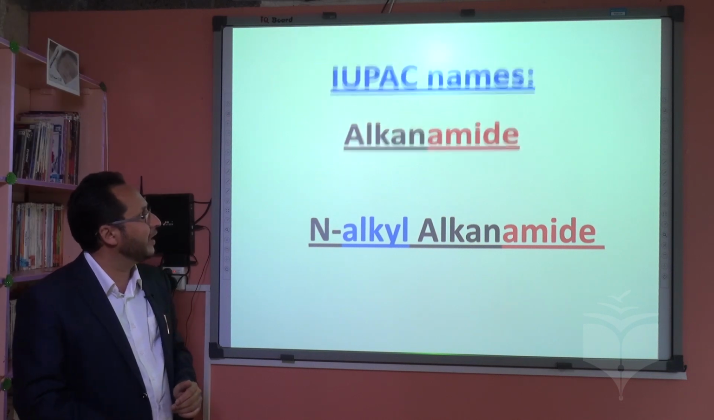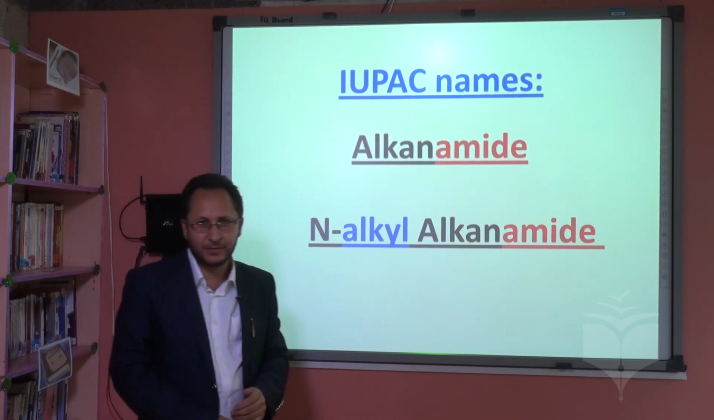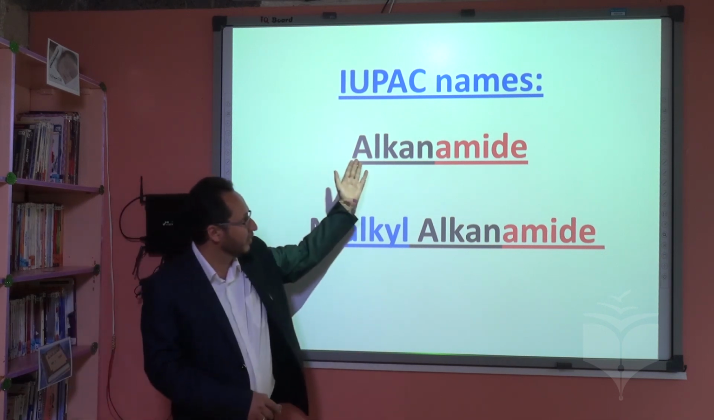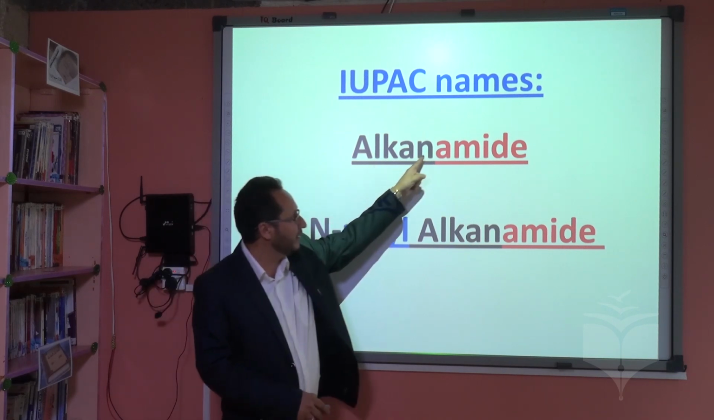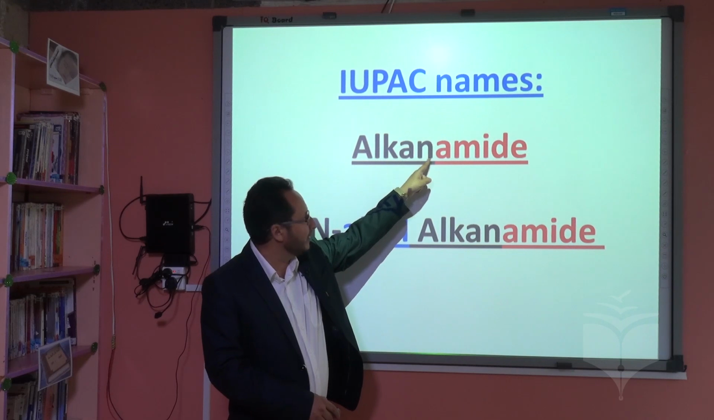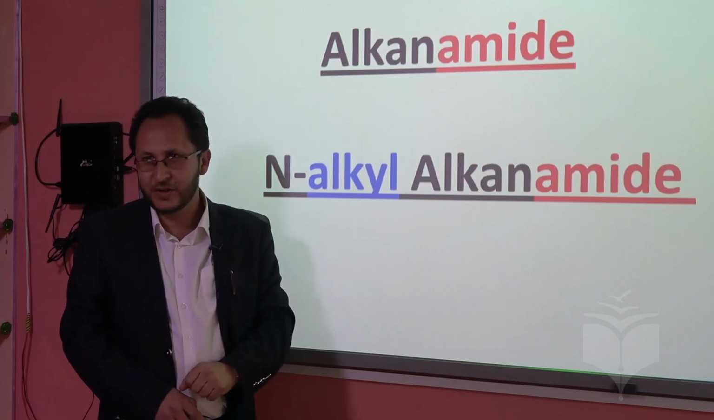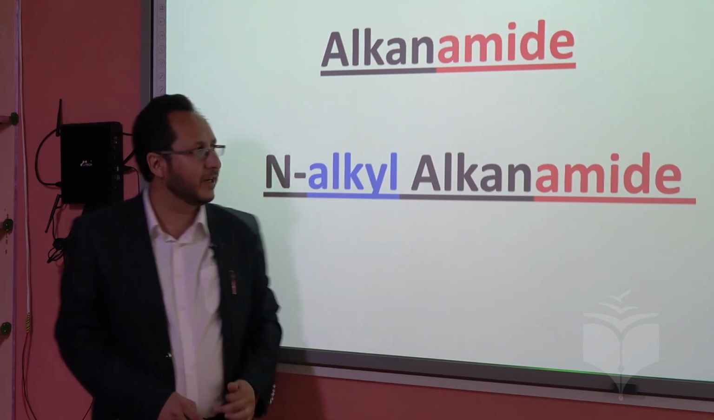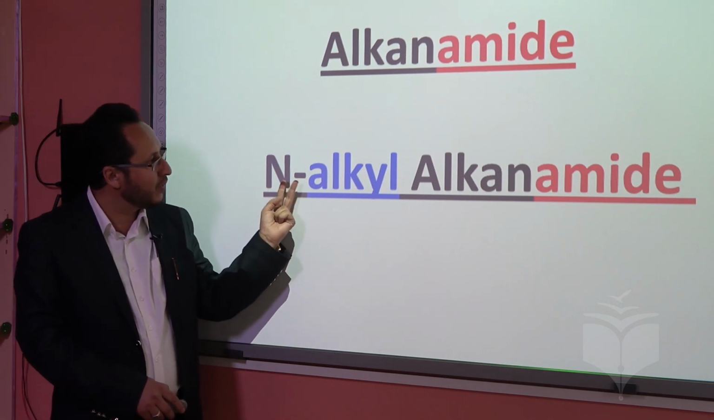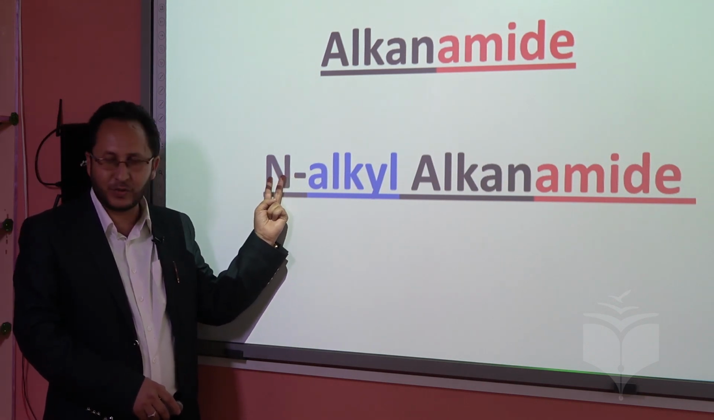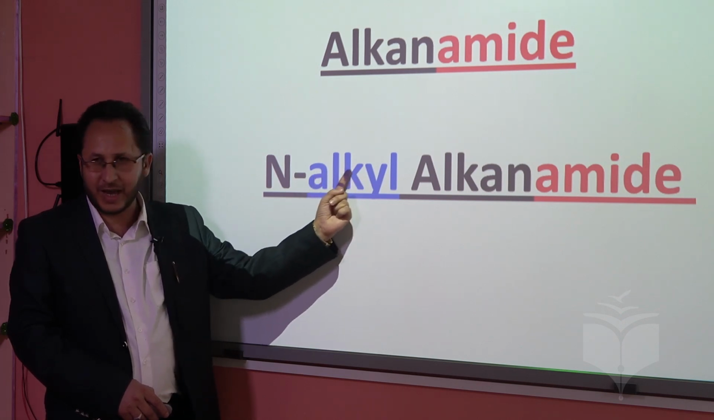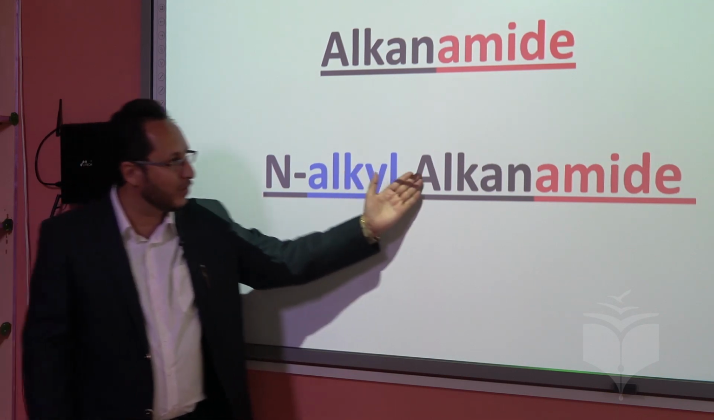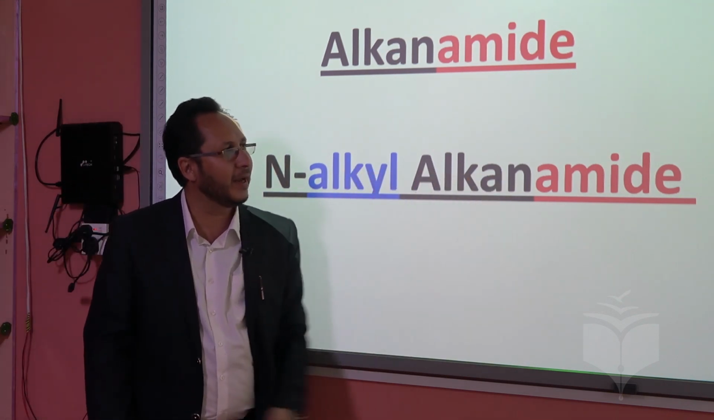Now, what about the IUPAC names? We call it the International Union of Pure and Applied Chemistry. We have the rule. Here we have to write the alkane, remove the E, and write the suffix amide. So it is alkanamide. If you have any substitution on the nitrogen atom, assign it with N, then add the name of the carbon group. How many carbons do we have? It is alk, then add YL, and the name of the amide, the same alkanamide.